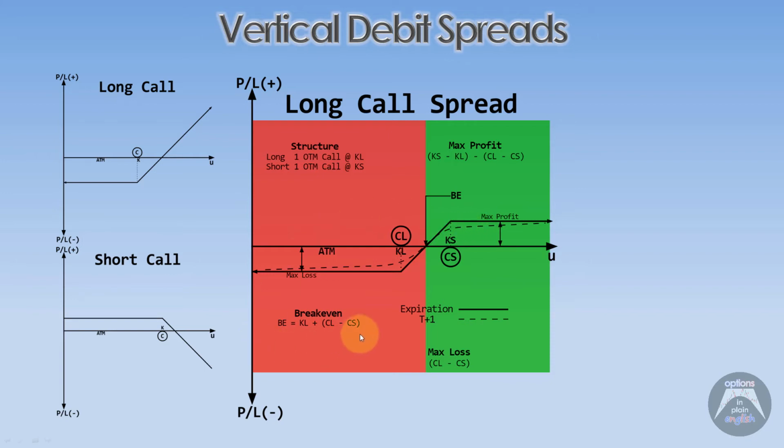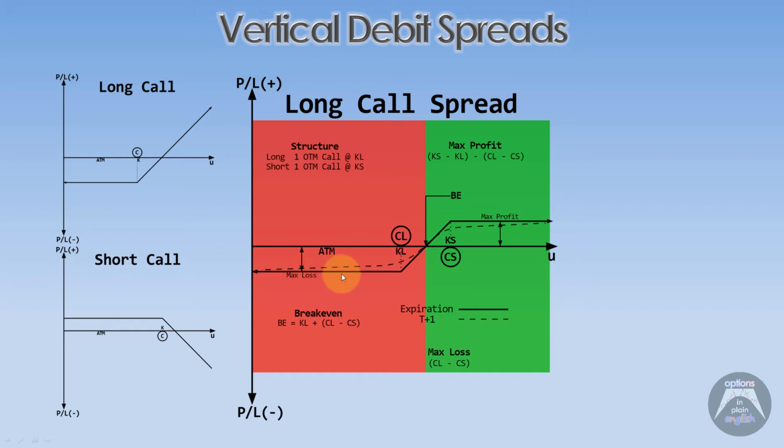The break even here is the point where you go from making money to losing money, where you are flat. This would be the initial strike price, so the strike price where you bought your long, plus whatever you paid for the spread, so the max loss or the cost of the spread. So KL plus the difference between CL minus CS.